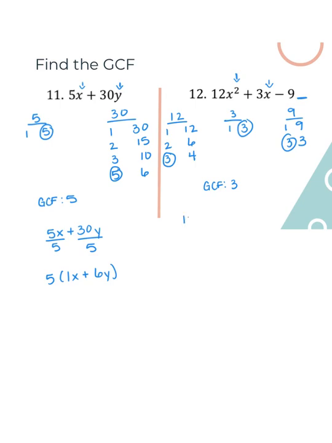So I'm going to rewrite 12x squared plus 3x minus 9. And I'm going to divide all of those by my greatest common factor, which is just a 3. Okay, my 3 comes on the outside. And first I start with my numbers. 12 divided by 3 is 4. Okay, and I still have that x squared. That didn't go anywhere. Plus 3 divided by 3 is 1, and I still have that x. Minus 9 divided by 3 is 3. And then I'm going to close it.